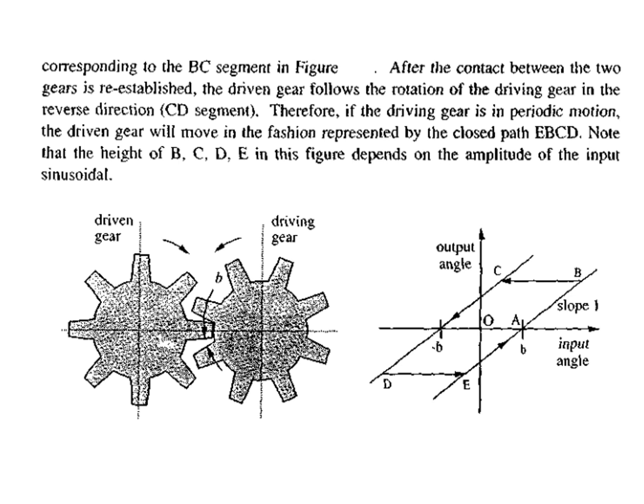Initially it is going to form a segment from A to B, then B to C, then C to D, then D to E. The driven gear is in periodic motion. The driven gear will move in a fashion E, B, C, D, and this leads to a hysteresis or backlash nonlinearity. This purely depends on the amplitude of the input sinusoidal signal.